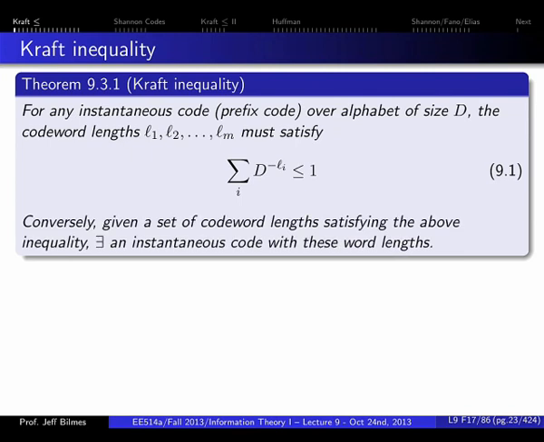And conversely, this part we actually proved, 9.1, what we didn't prove is the converse, which is that if we've got a set of code word lengths that satisfy this inequality, there exists an instantaneous code that has these word lengths. So in other words, this is sort of an identical condition to instantaneousness. If we've got any code that satisfies Kraft that's not instantaneous, we could form another code which has exactly the same lengths and is instantaneous.